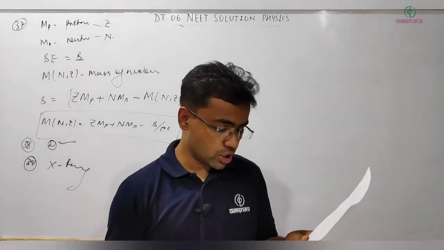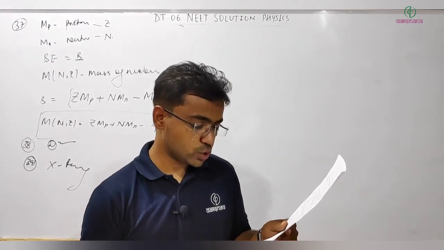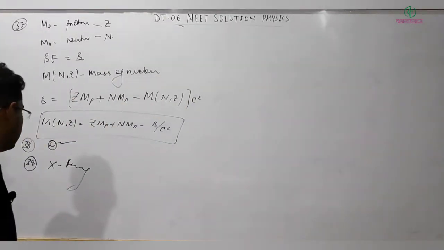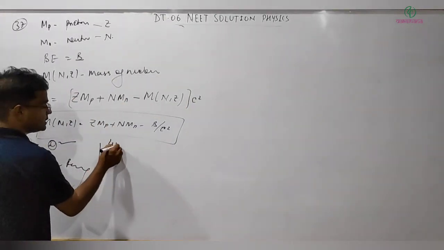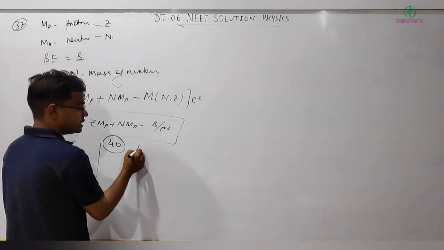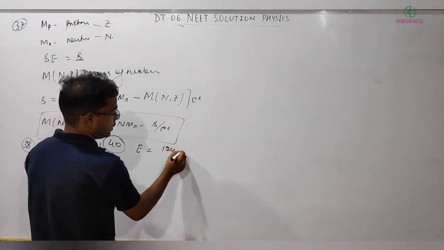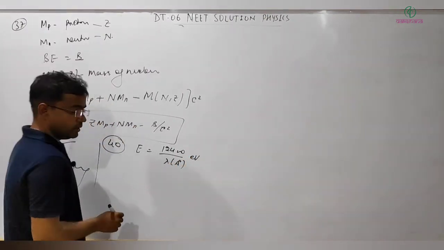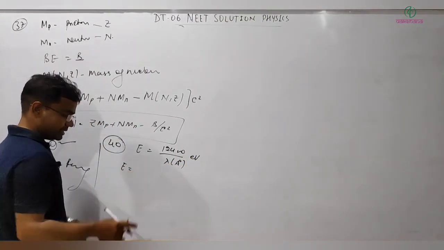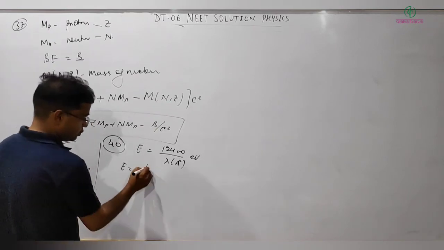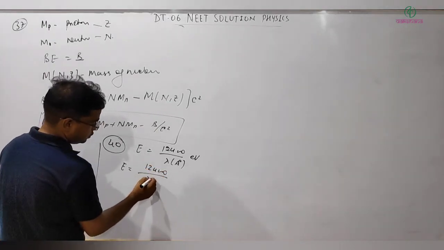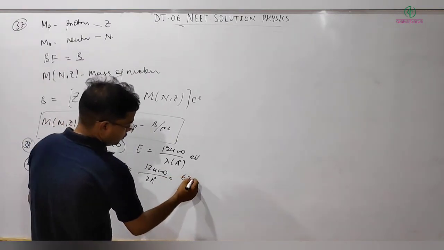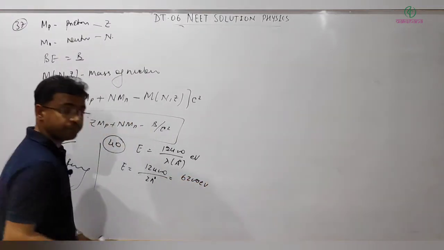The minimum wavelength of X-ray is 2 angstrom. Then the potential difference between anode and cathode is like talking about stopping potential. We know the energy is equal to 12,400 divided by lambda in angstrom, in electron volt. So the energy of that photon is 12,400 divided by 2 angstrom, which is 6,200 electron volt.